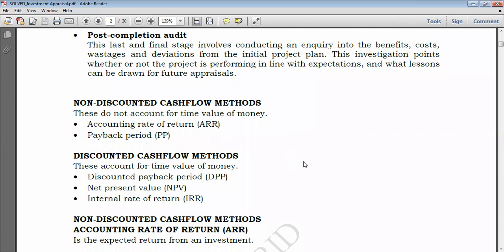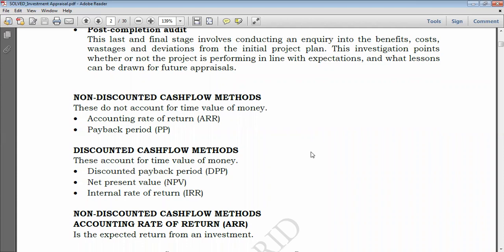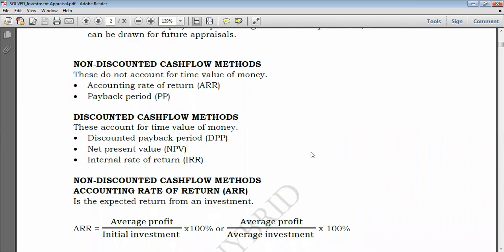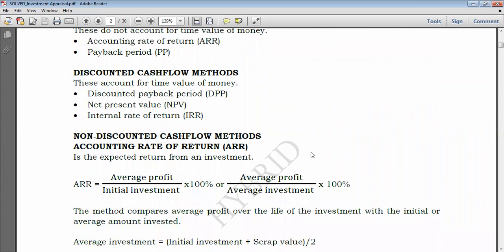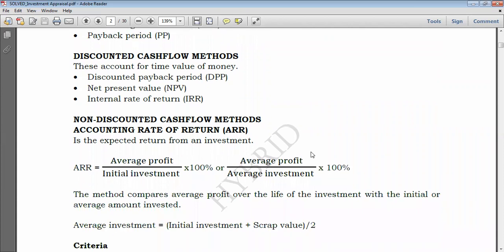So I think I just told you that non-discounted do not involve time value of money, while discounted cash flow methods involve time value of money. So these discounted cash flow methods will take a look at the same payback period, but now the cash flows are discounted. We'll take a look at net present value and then internal rate of return. They are very, very good methods, and especially net present value is the best among all. So let's start with non-discounted cash flow methods.